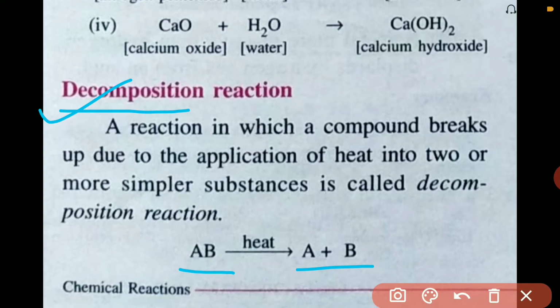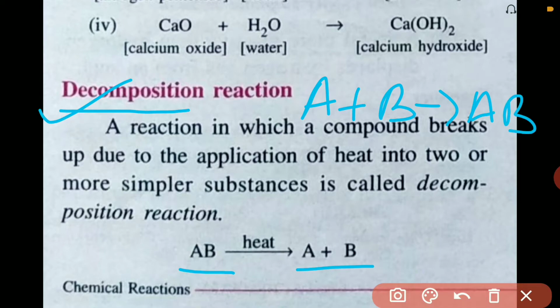So you can see here, this is just opposite of the combination reaction, in which we had a substance plus another substance will give me a new substance, right? This was what was happening in the combination reaction. But now, just opposite thing is happening. A substance is breaking down into few other substances. So let us try to understand more about decomposition reaction.